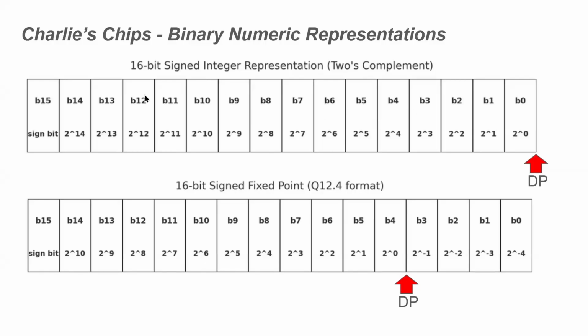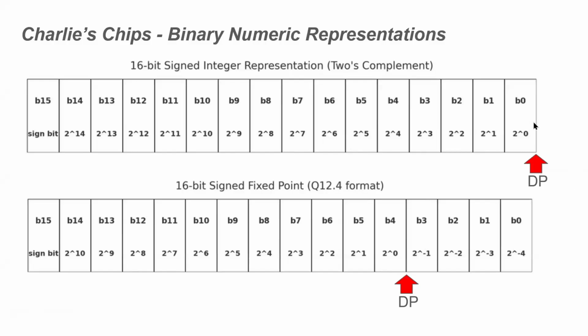We cannot add a 16-bit integer number directly to a 16-bit fixed point number. You cannot do that. To add the two numbers, they have to be in the same representation. So if we want to add an integer number to a fixed point number, we have to do a conversion.